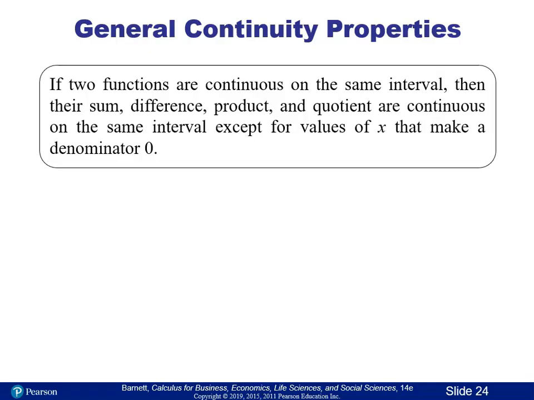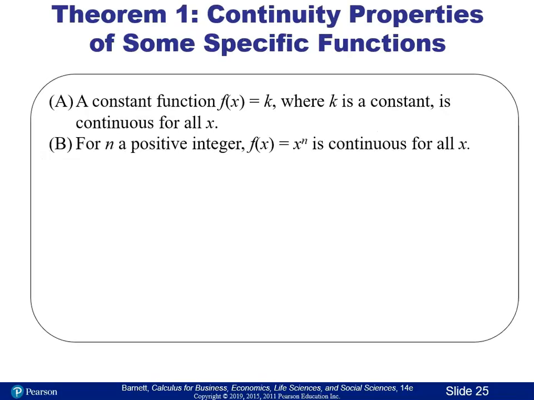So a couple properties. If two functions are continuous on the same interval, then their sum, difference, product, and quotient are continuous on the same interval, except for values of x that make the denominator 0. And that just kind of makes sense.